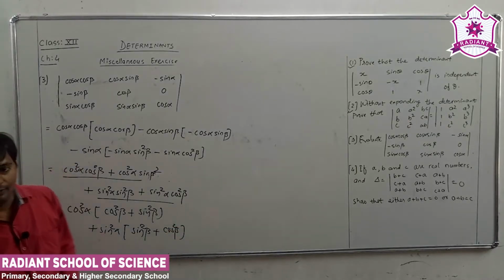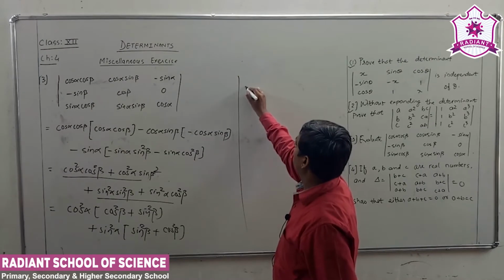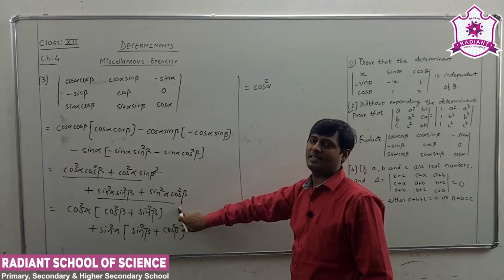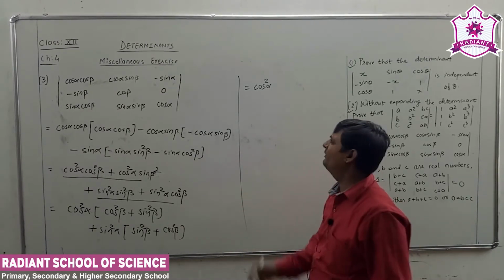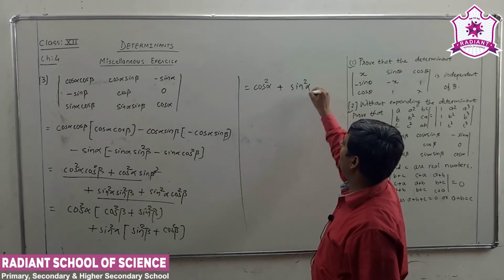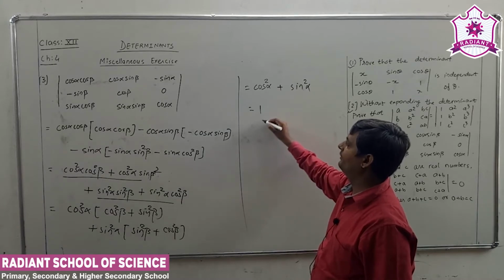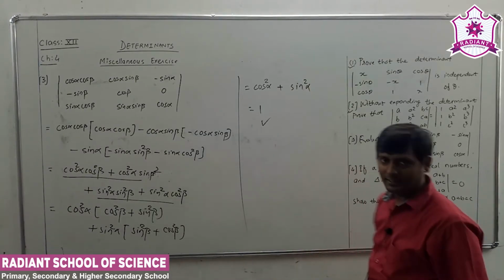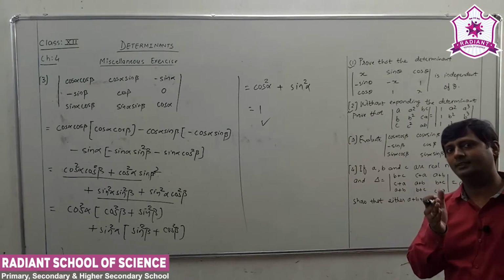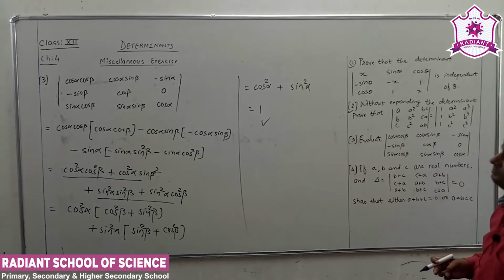Understand? So now here, cos square beta plus sin square beta is 1, and again sin square plus cos square beta is 1. So cos square alpha plus sin square alpha is equal to 1. This is our result. We got the answer 1. So clear, students? Any doubts of this? Yes or no?